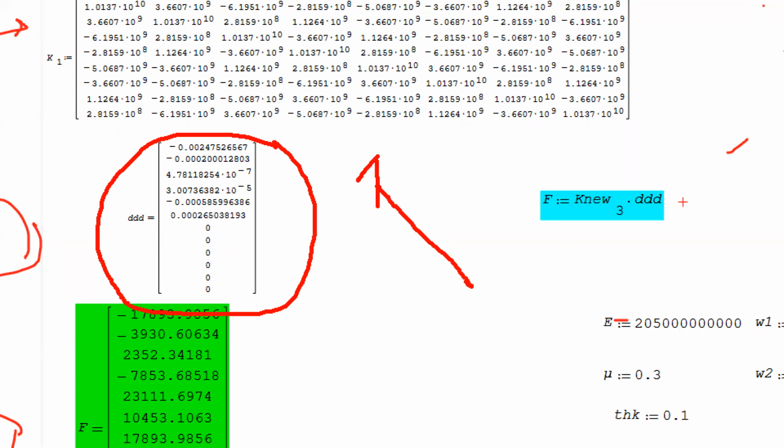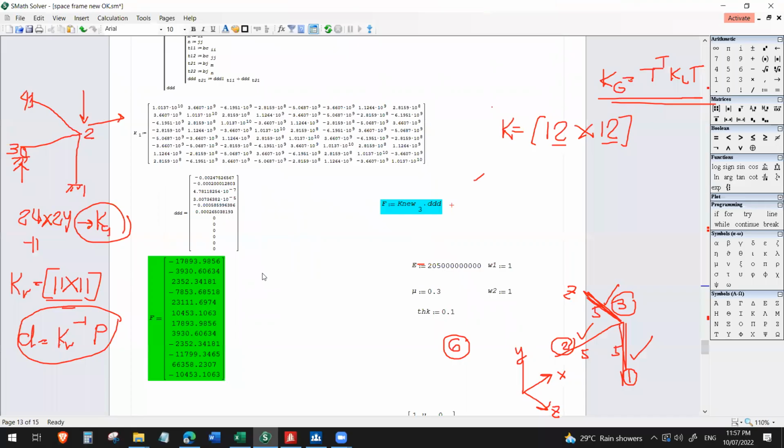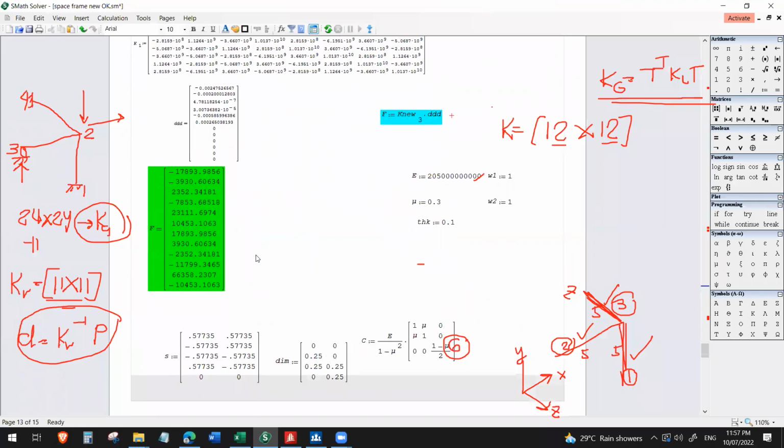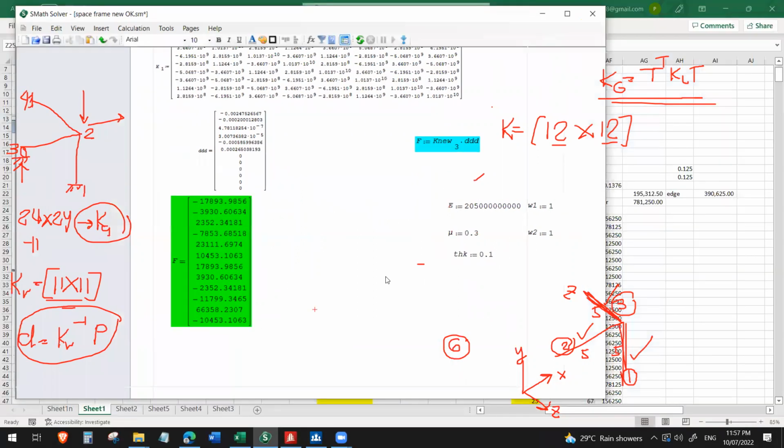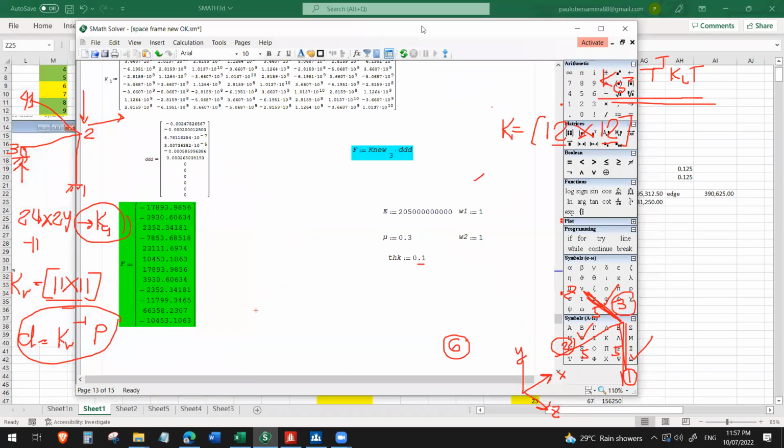Remember, member 3 is this one. We have a fixed support here, and there's a 6 displacement here: 1, 2, 3, 4, 5, 6. And the other end is 0 because we have a restraint. Then, using this formula, these are the corresponding forces. Let's check that. Please ignore this. Okay, let's verify that over here.